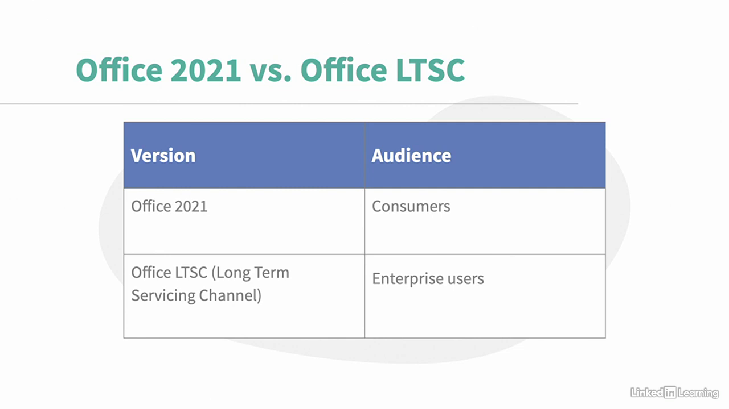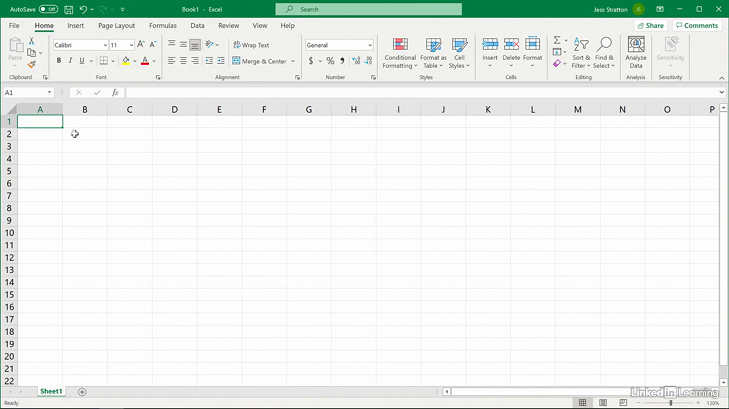In this course, we're focusing on the enterprise version, Office LTSC, though if you're using Office 2021, you can certainly follow along. The only exception is if you're a Microsoft or Office 365 user, in which case we have a completely separate course for you. I do want to make sure you're watching the right course. Here's how to tell what version you're using.